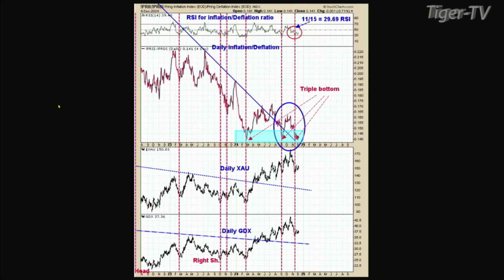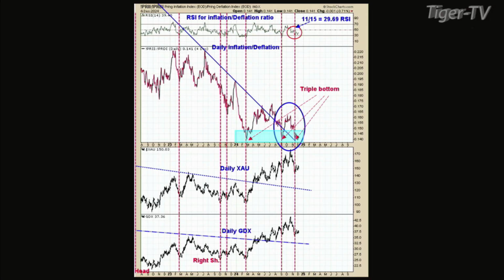All right, GDX. The top window is the RSI, and the next window down is the inflation-deflation ratio. And it made a triple bottom. We're extremely low on the inflation-deflation ratio. Normally when this ratio crashes and really goes through the floor, that's when the RSI gets below 30. It's usually a good time for an intermediate term low. All those red dotted lines across the graph, and this chart goes back 2.5 years, mark at least intermediate term lows.